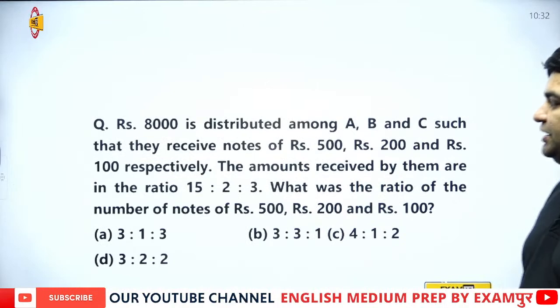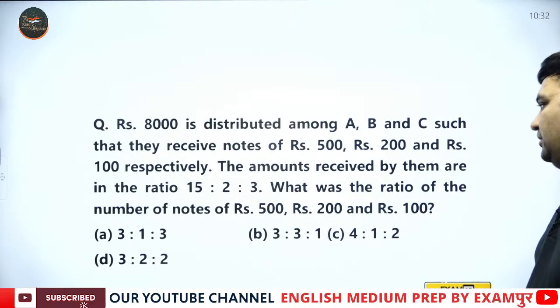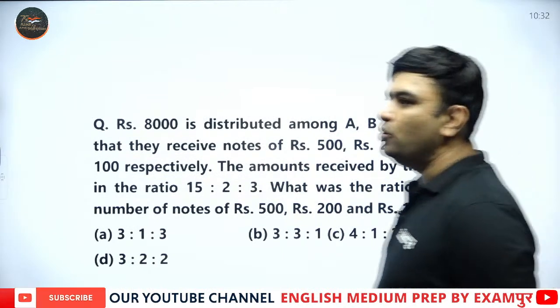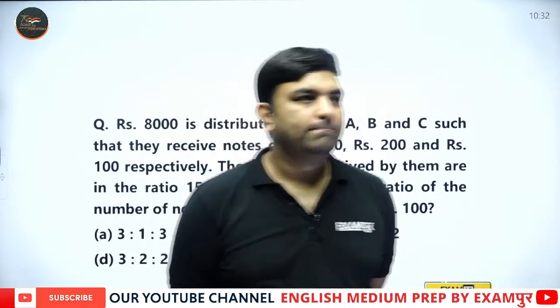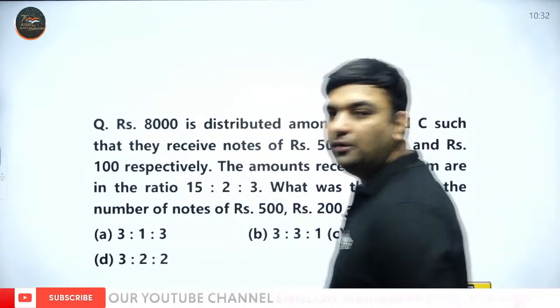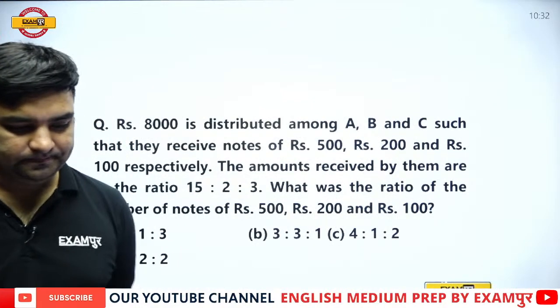Rupees 8,000 is divided among A, B, and C such that they receive notes of 500, 200, and 100 each. The amounts received by them are in the ratio 15:2:3. What is the ratio of the number of notes? You are given the denominations, you are given the amounts, and you are being asked about the number of notes.